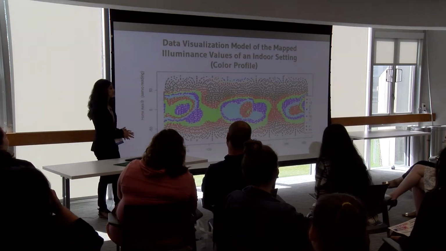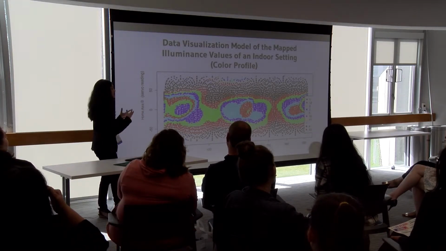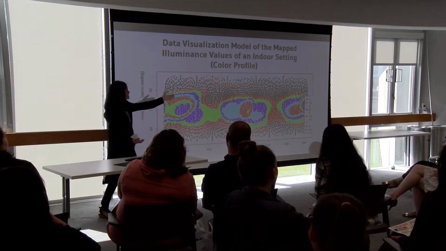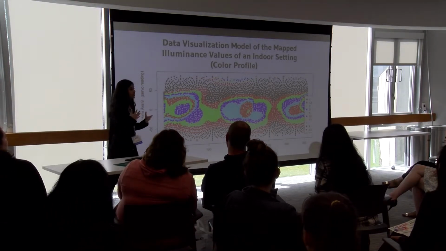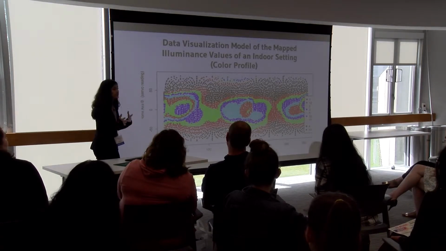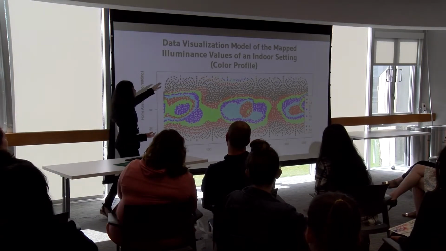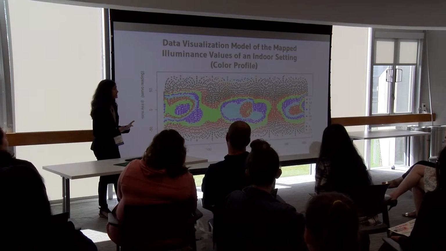So here's the first data visualization model, which captures the illuminance. There's a key. According to the key, all of the red values indicate the highest lux value, and therefore the brightest spots in the room. And then the darker spots indicate the dimmer spots in the room. So this conveyed the lighting architecture really well.